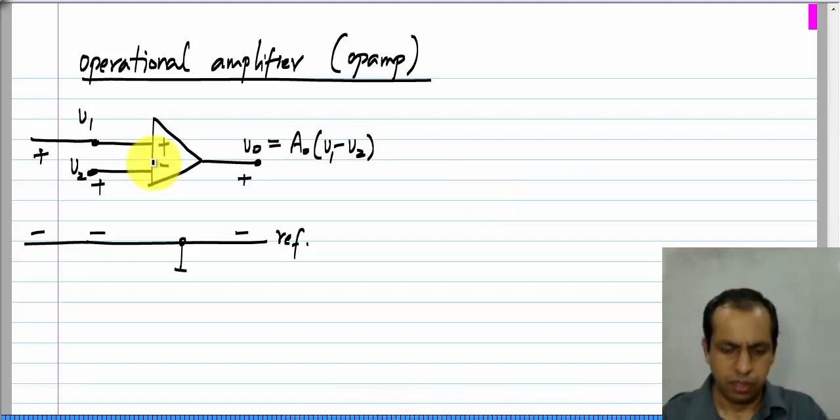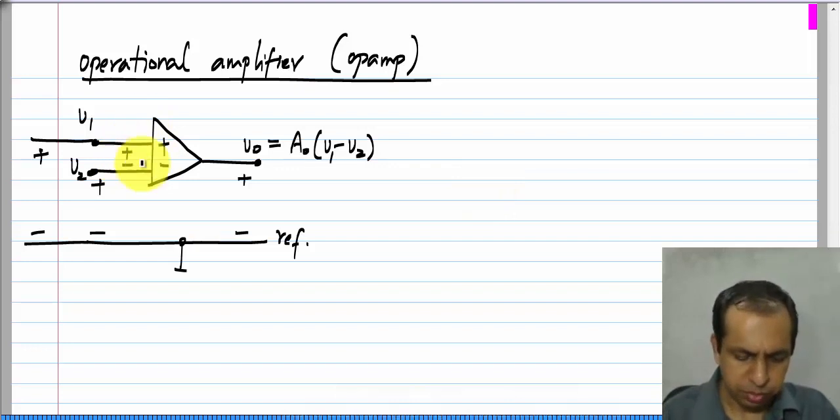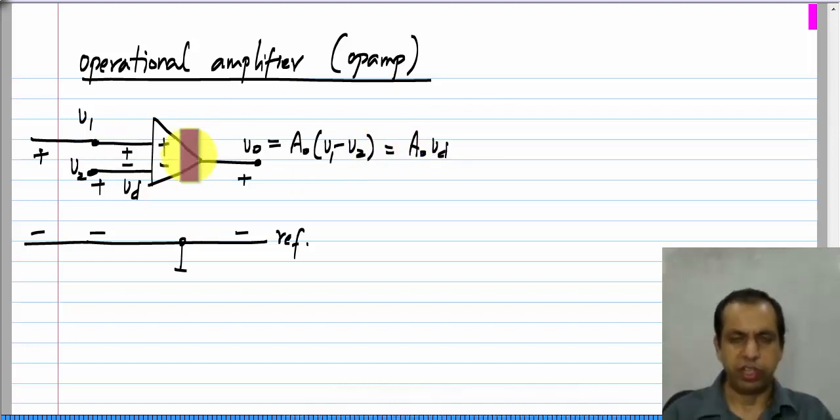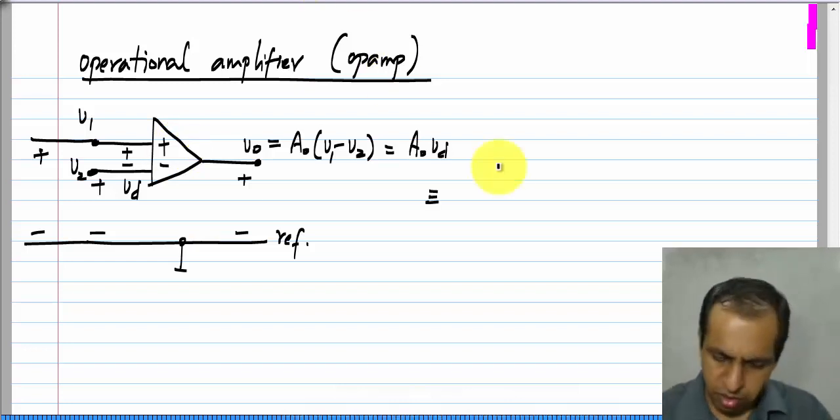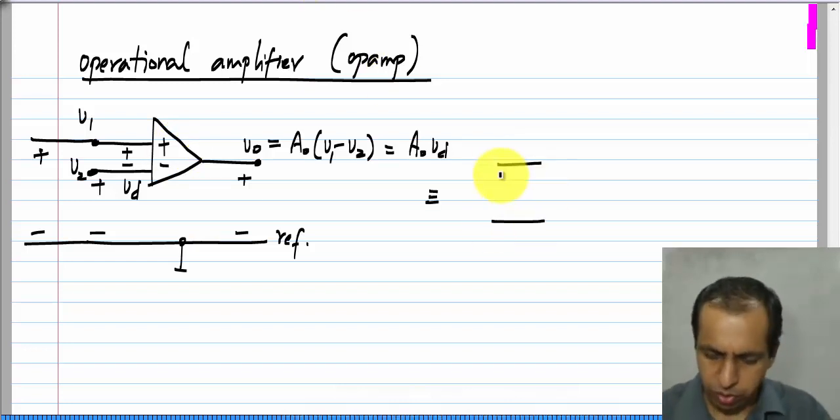Okay. So, typically this difference between V1 and V2 is denoted Vd. So, V0 is dependent only on the difference voltage between its inputs. Okay. So, that is what an op amp is. Now, looking at this definition, it will be obvious to many of you that this is nothing but a voltage controlled voltage source.